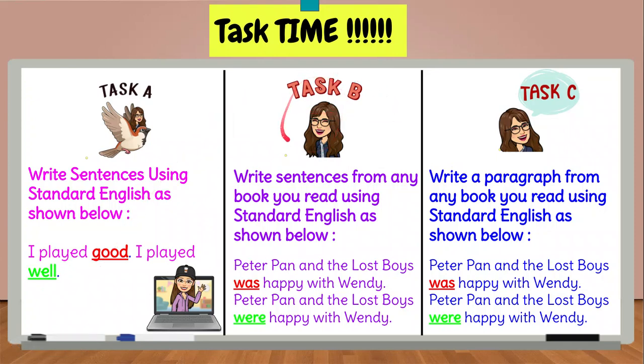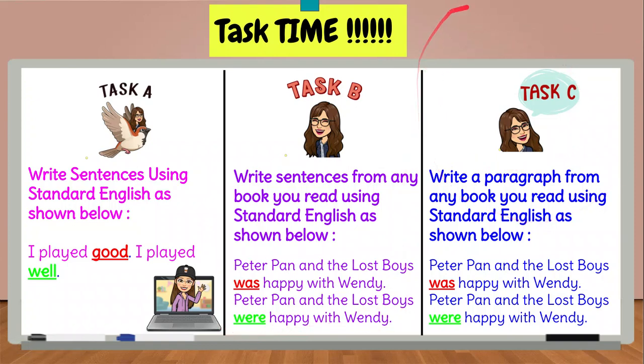Now task B. If you prefer to do task B, you have to write sentences from any book you read, or you are reading, using standard English as shown below. Peter Pan and the Lost Boys was happy with Wendy. Was is again used only for singular, and Peter Pan and the Lost Boys are plural. So we have to use were. Peter Pan and the Lost Boys were happy with Wendy.